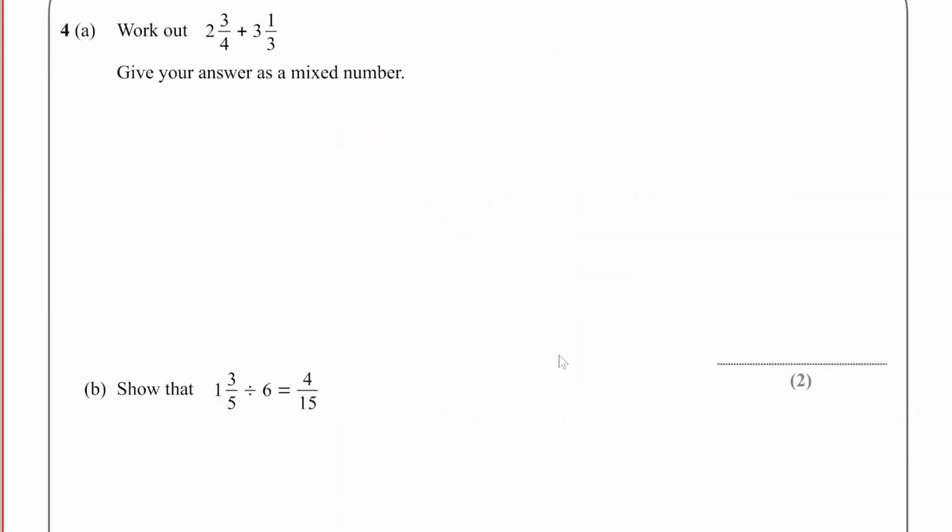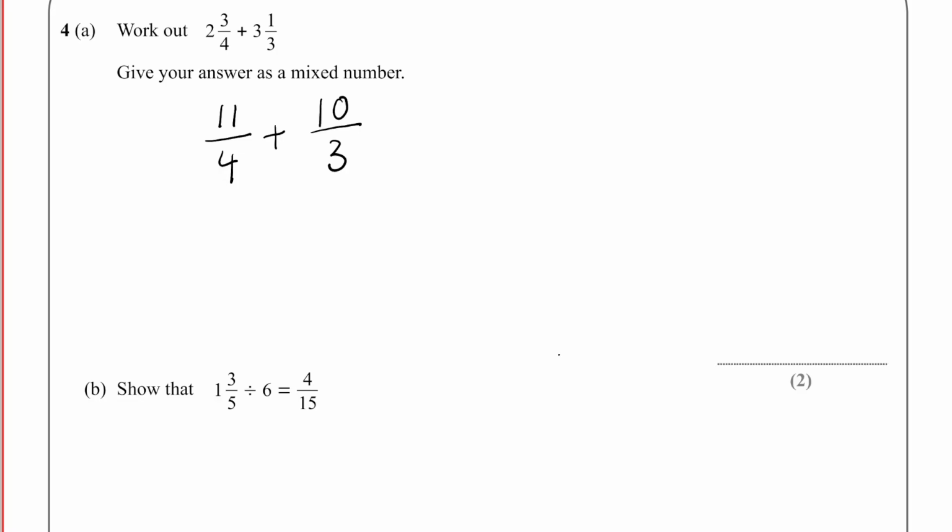Question 4, work out 2 3/4 plus 3 1/3. Give your answer as a mixed number. So we're going to change these fractions into top-heavy fractions. So 2 whole ones, 2 times 4 is 8/4. 8/4 and 3/4 make 11/4. 3 threes are 9, so 3 whole ones is 9/3 plus another third, that's 10/3.